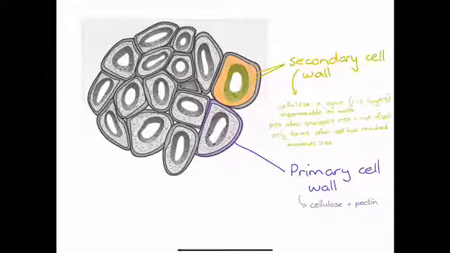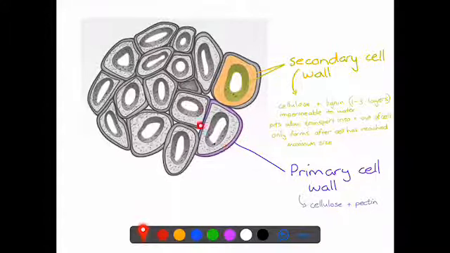So if we look at the structure of a sclereid in a little bit more detail, on the outside is your primary cell wall. That's the one that the cell will have initially as it's growing. And then when it reaches maturity and it's at its biggest size, it's not going to get any bigger, then it starts to produce these layers of what we call secondary cell wall or secondary thickening. Okay, and there's the lumen in the middle.